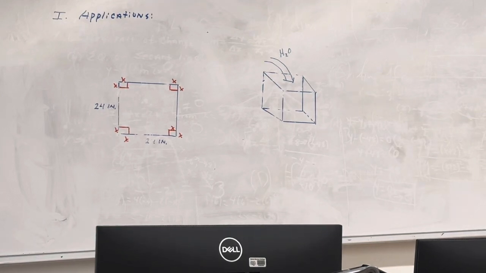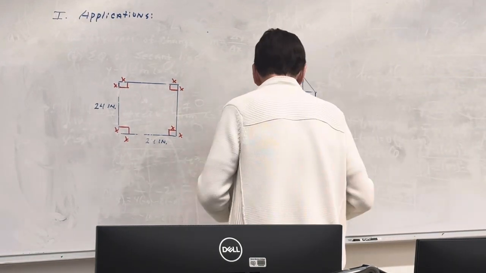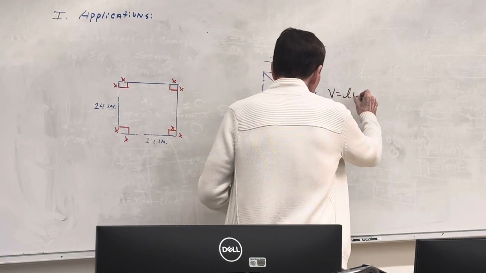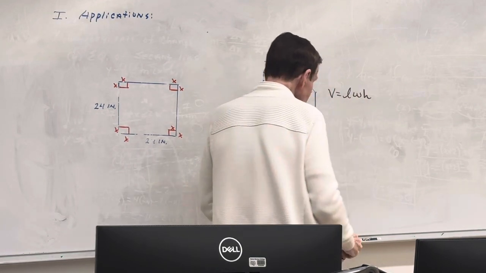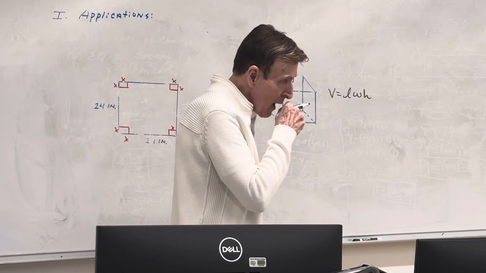Does anyone think they know how to find the standard volume of a box? I see a hand going up. Go for it. Length times width times height. Very good. Length times width times height. Multiply the length times the width times the height.